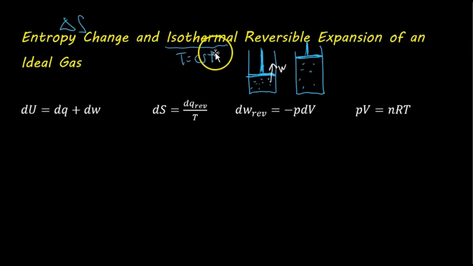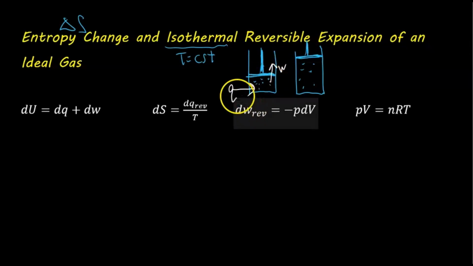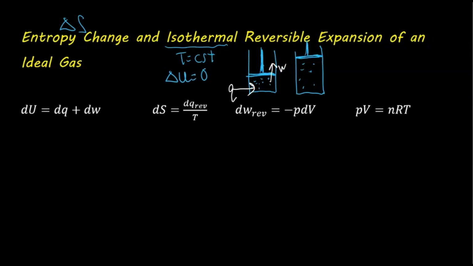But in this case, the temperature is constant. So the energy lost as work from the molecules, from the system, is gained as heat from the surroundings. So there's no net change in energy within the system here. That means that the change in internal energy is going to be zero. Here. So for our first law, our dU is 0 if we look at the infinitesimal form. So 0 equals dq plus dw, and dq equals negative dw here.